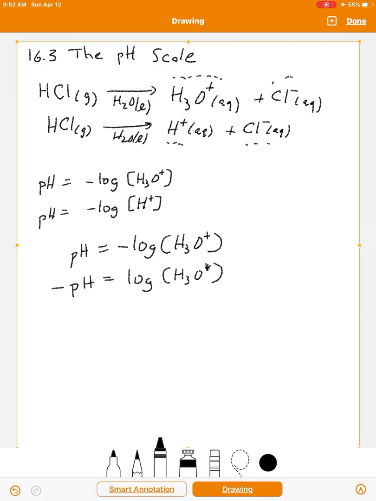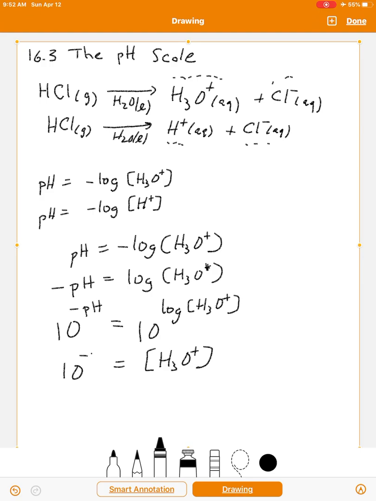Now we've got a little issue here. We've got the log. How do we get rid of log? What we do is called the antilog. The antilog is a base raised to an exponent. So the antilog of base 10 is called 10 to the x. So 10 to the negative pH is equal to 10 to the log of the hydronium concentration. But 10 to the log, they cancel each other essentially. And so you just get H3O plus on the right side. There's our result. If you know the pH, you just take 10 to the negative pH and that will get you the hydronium concentration, which we'll see in example problems.